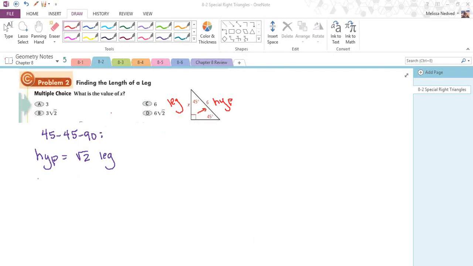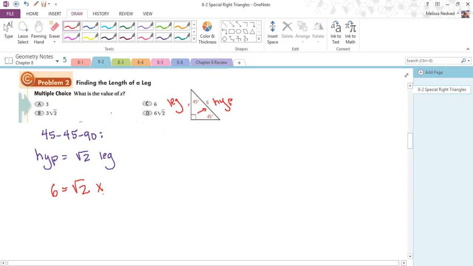So again, we're just going to use substitution, replacing what we know. My hypotenuse has a length of 6, and I don't know my leg. That's going to be my value x. So, still the same type of process we did in the previous examples.